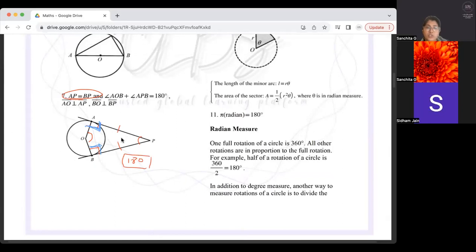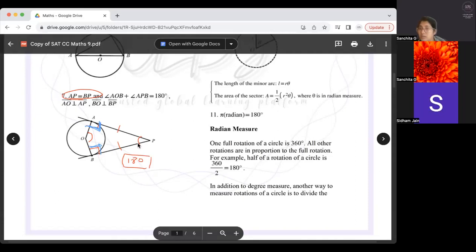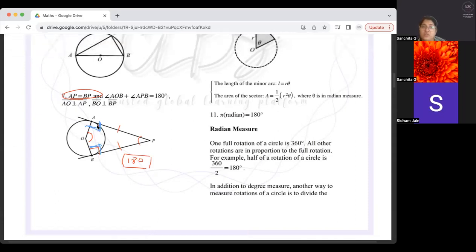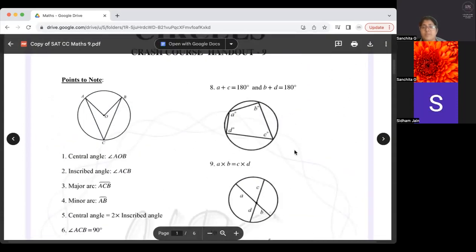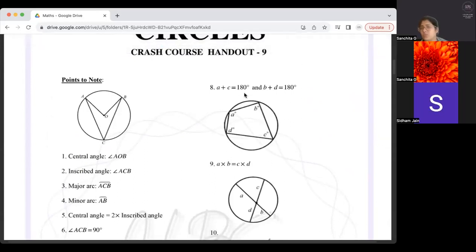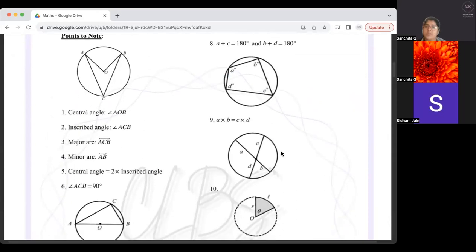If these two lines are equal, again, this is not very much tested in your exam. Still, you should know, worst case scenario. The opposite angles are going to add up to 180, so my angle is 90 degrees. This becomes 90 degrees. You must have covered in school that opposite angles add up to 180: A and C add up to 180, same for B and D.